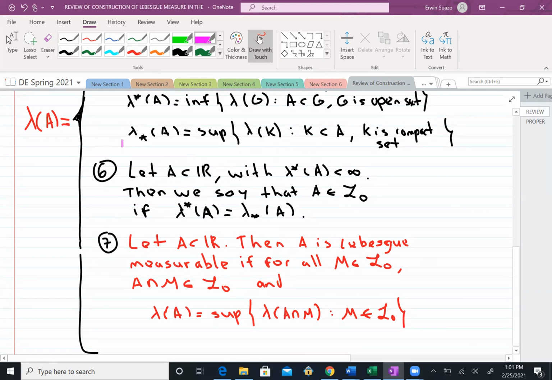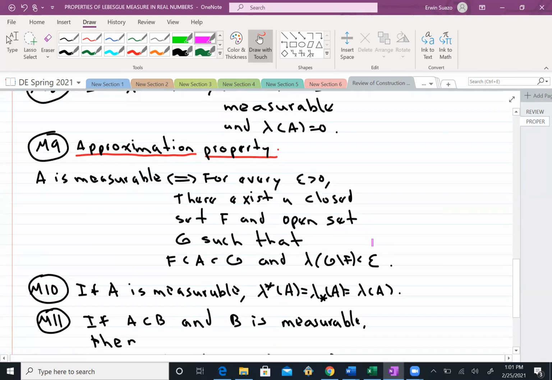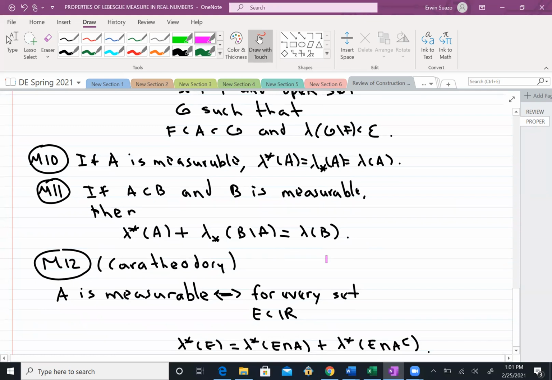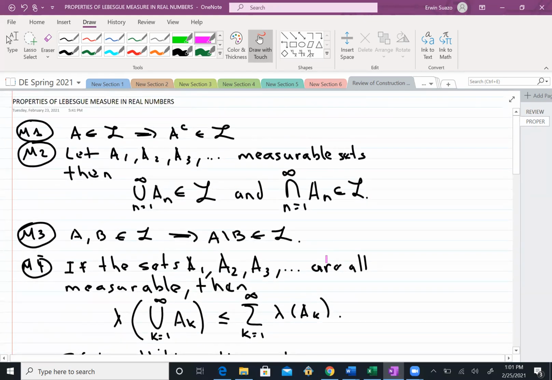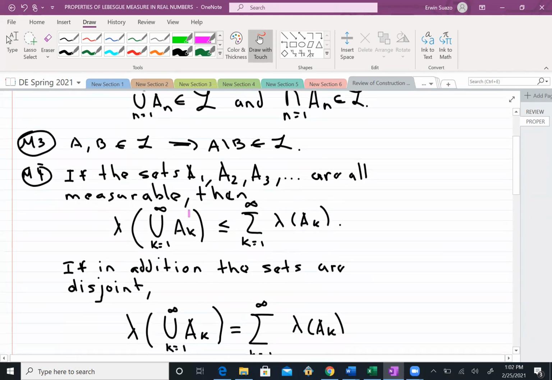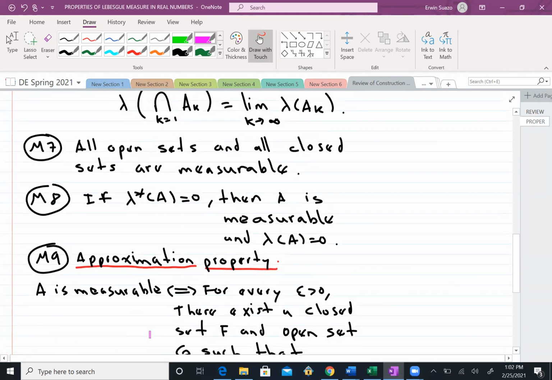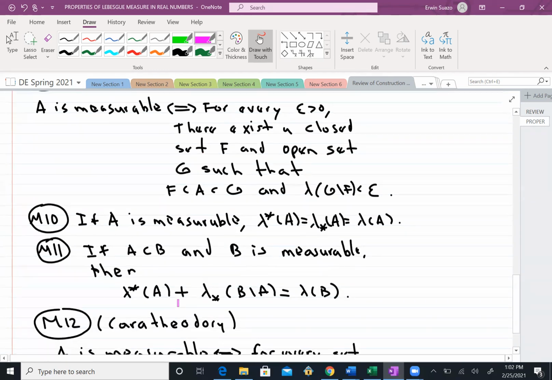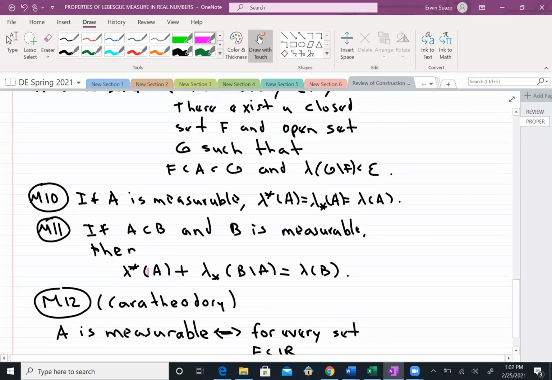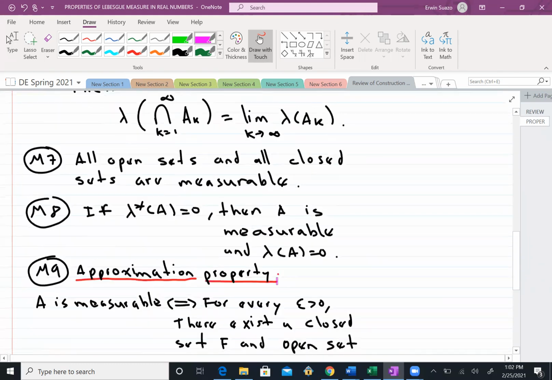Okay, but these new measures will hardly have all the properties that we proved. I think we proved all these properties together. Number 5, number 6 is homework. Somebody proved the approximation property. Somebody proved Carathéodory's theory. Somebody proved 10, I think, and so on. So we did this together. So the Lebesgue measure has all these properties.